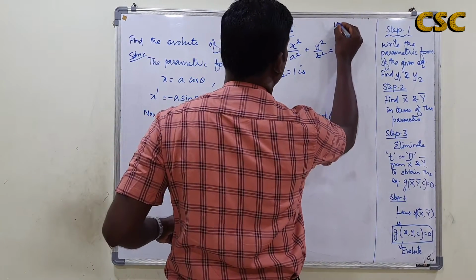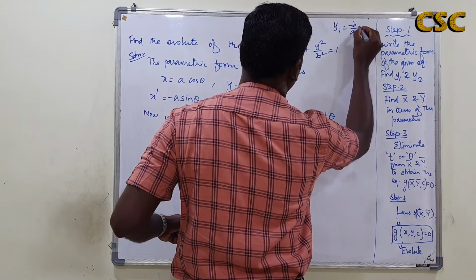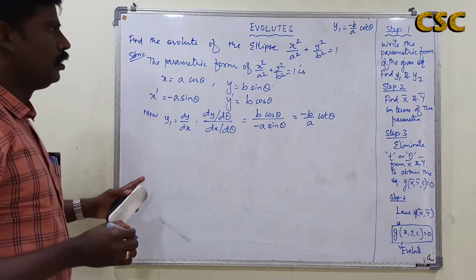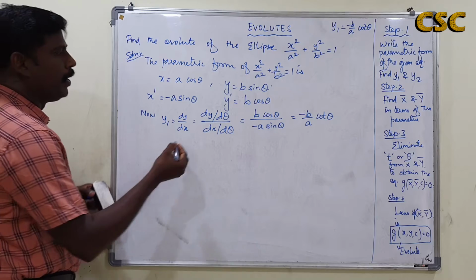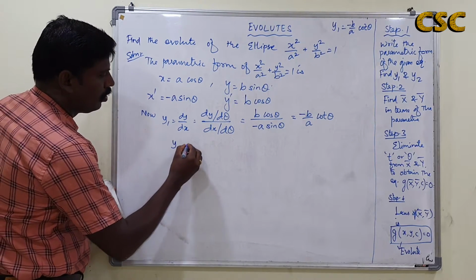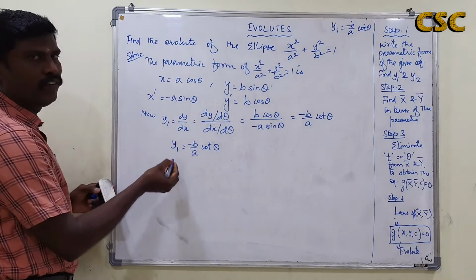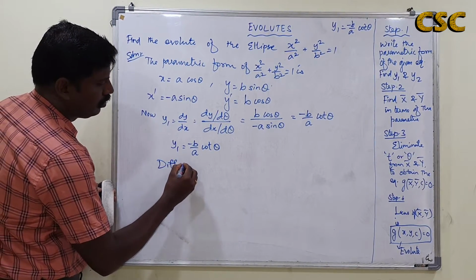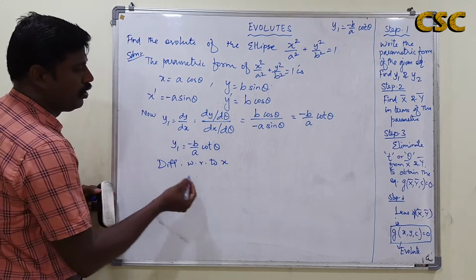So what is y1? y1 is equal to minus b by a cot theta. Now I am going to find out y2. How can we obtain y2? By differentiating y1 with respect to x. Differentiate with respect to x, okay, not theta.